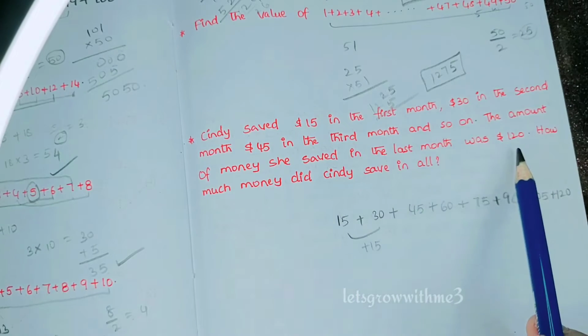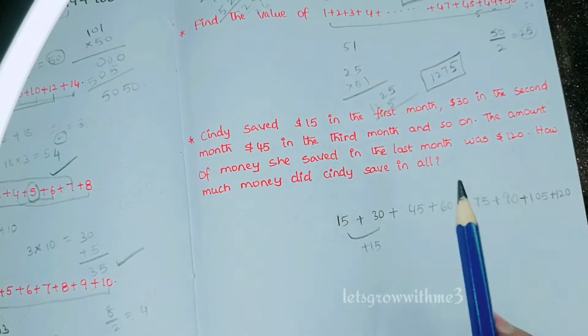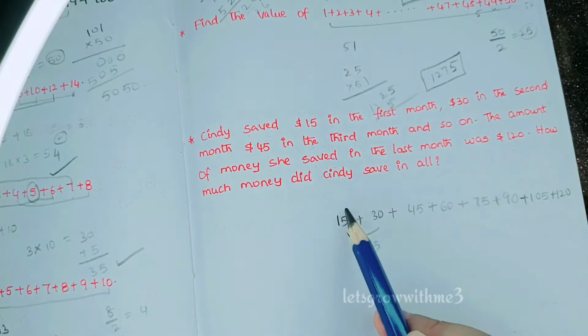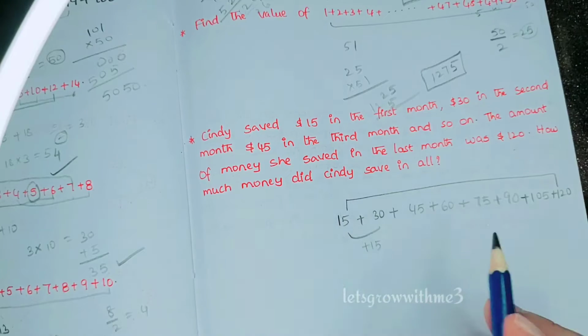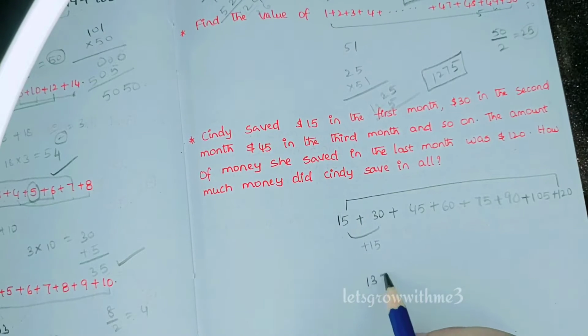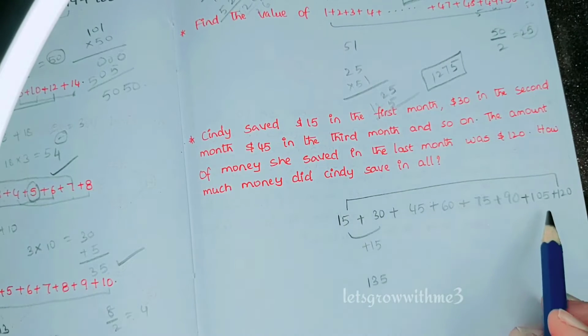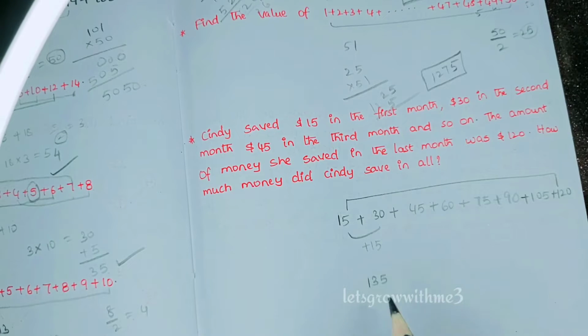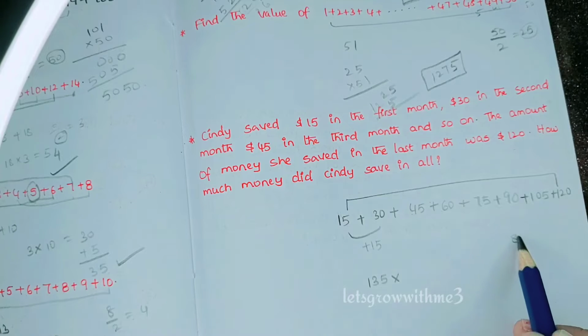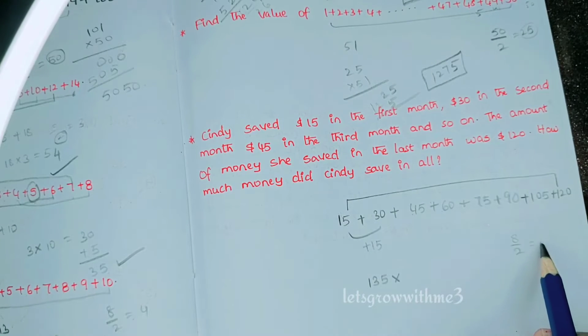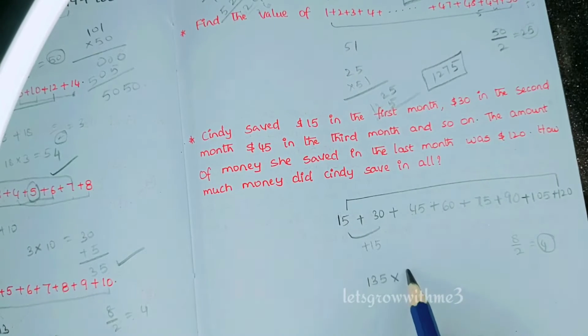So we need to apply our process. We need to find the pair value. The pair value is equal to 135, and next we need to find the number of pairs. So how many pairs are there? Just count the total numbers we have: 1, 2, 3, 4, 5, 6, 7, 8. It's an even count, so we won't get any extra value. So 8 by 2 is equal to 4 pairs, each of value 135.